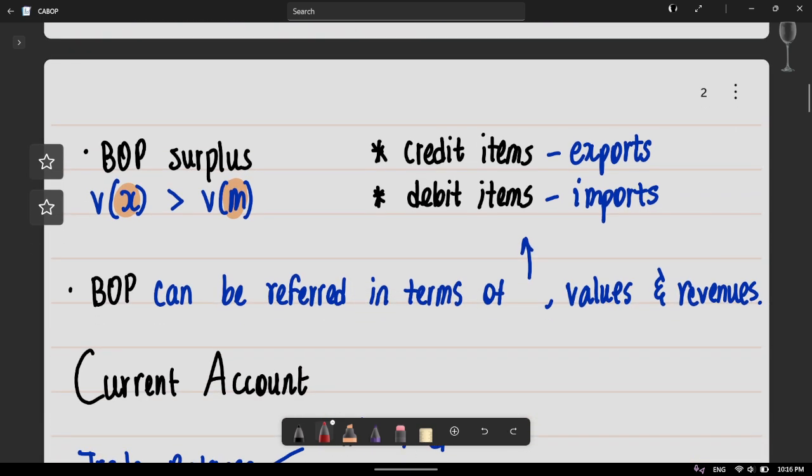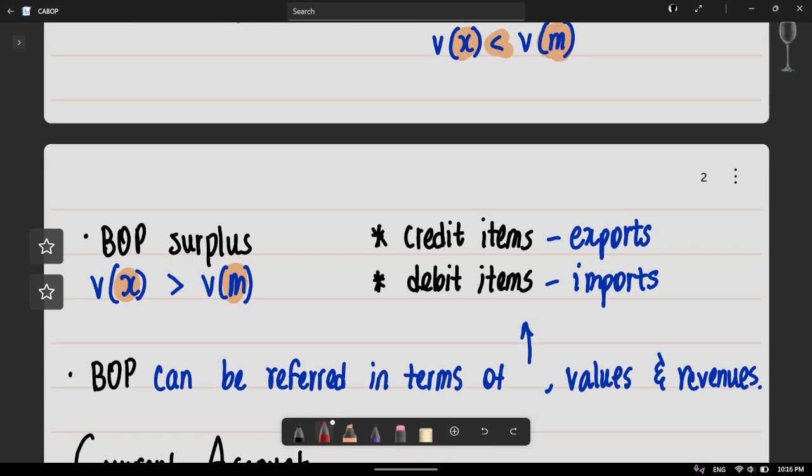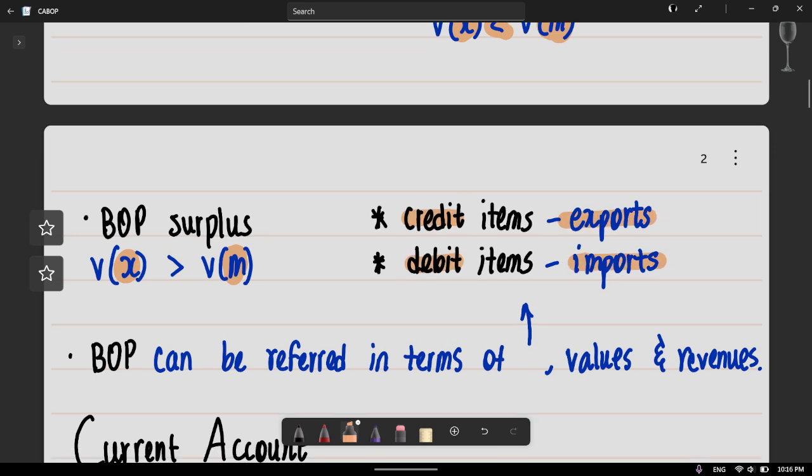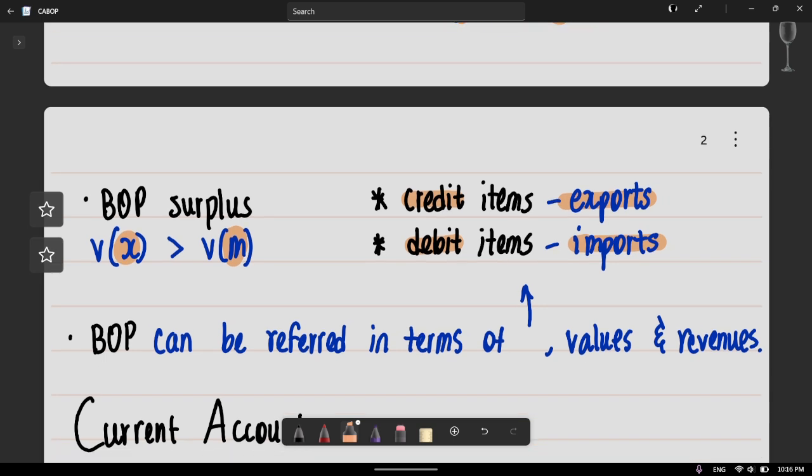Okay, now balance of payments can also be referred to in different terms. Okay, you can talk about it in terms of credit items or debit items. Over here, credit stands for exports and debit stands for imports. So for example, if I was defining balance of payments surplus, I could say that when the value of credit items is greater than the value of debit items. That's one way.